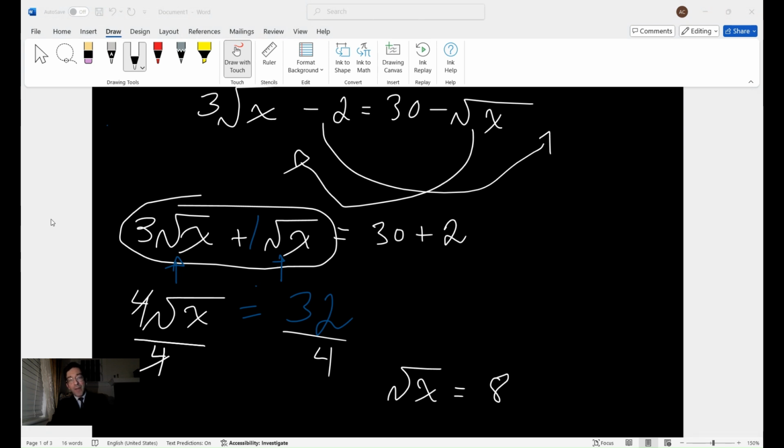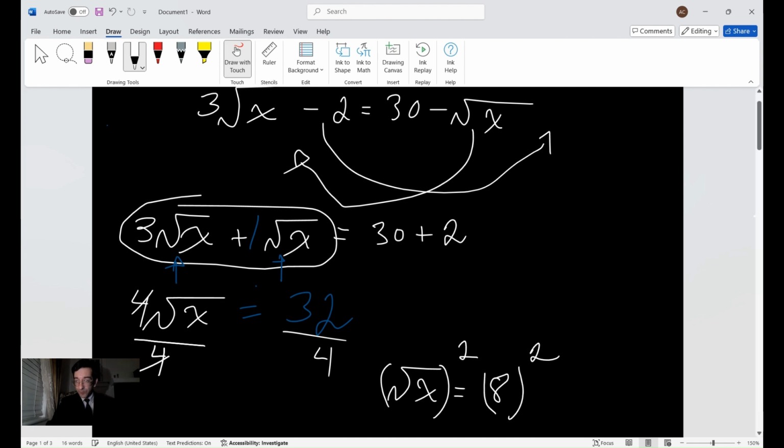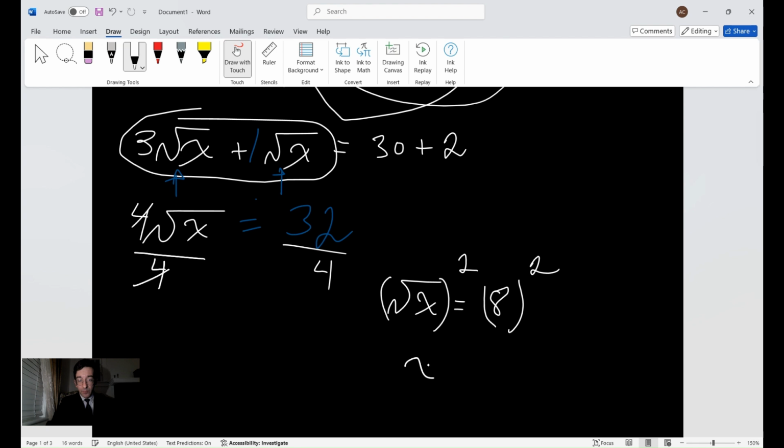And when you have an equation, remember, you want to do the opposite of what is given to you in order to isolate. So in this case, you can square both sides to get rid of that radical. And if you square both sides, you get x equals 64. And that would give you the answer.